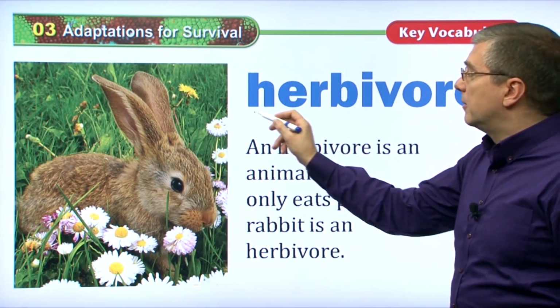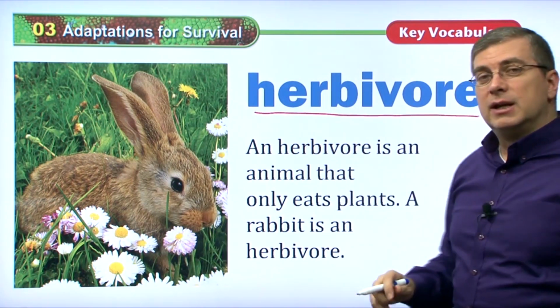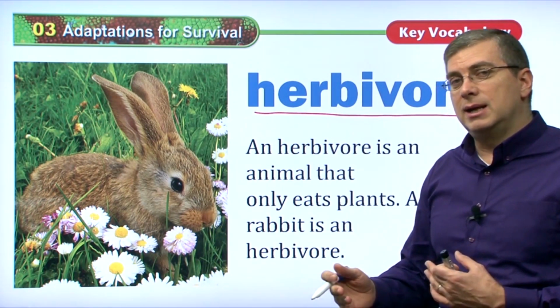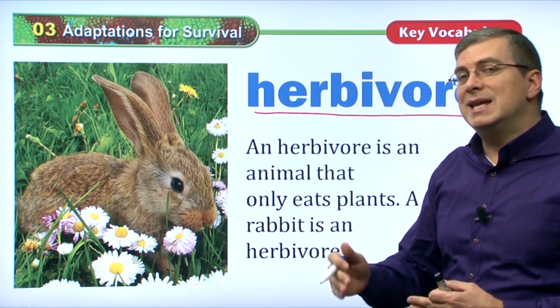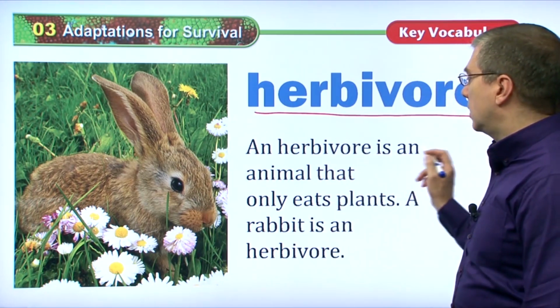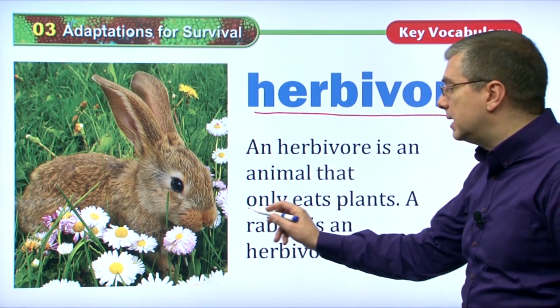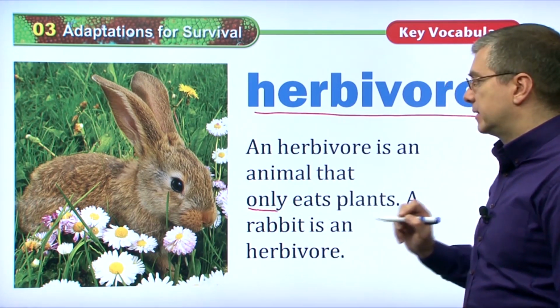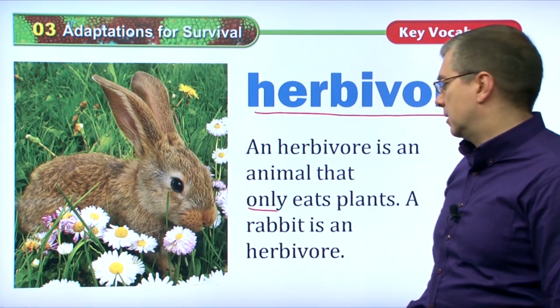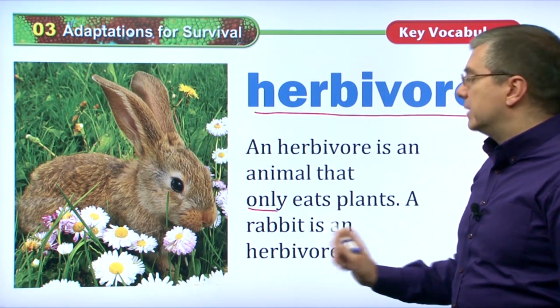Herbivore. An herbivore is another type of animal, right? This type of animal only eats plants. An herbivore is an animal that only eats plants, like this cute little rabbit here. And a rabbit is an herbivore.